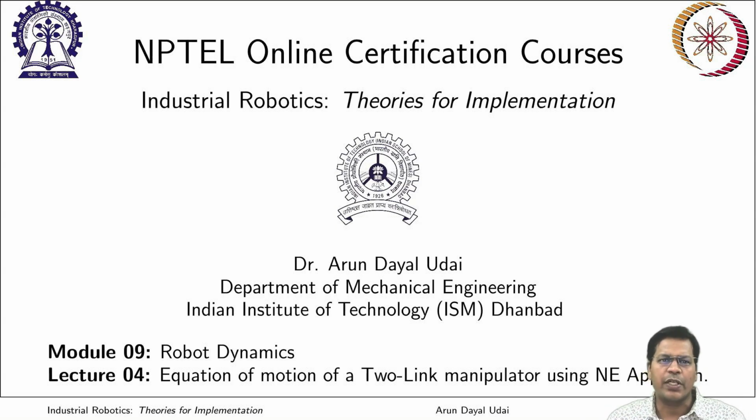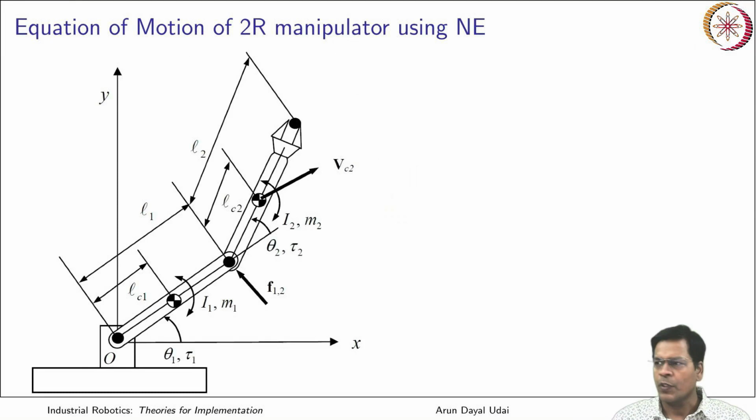So today, continuing further, we'll do a two-link manipulator using the recursive Newton-Euler approach. So now we'll do a 2R manipulator using the Newton-Euler approach. 2R is two revolute joints, a planar manipulator, that we'll be doing now. Okay, so let us begin. So yes, this is the planar manipulator.